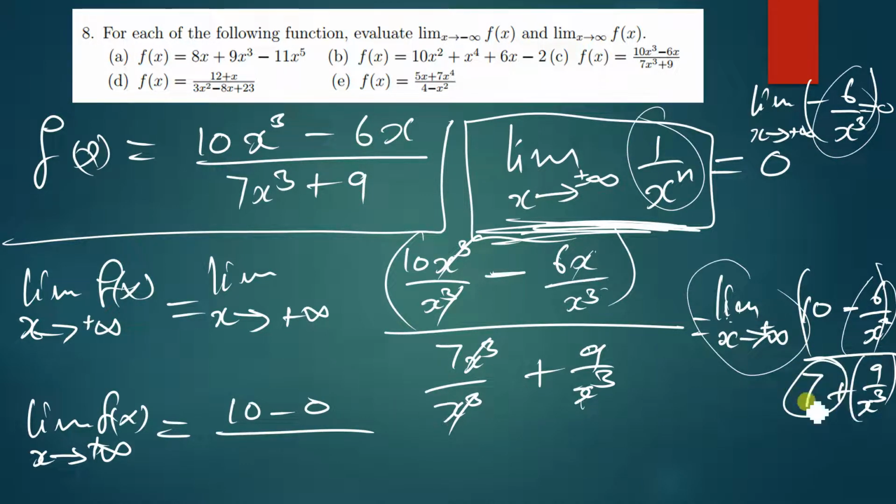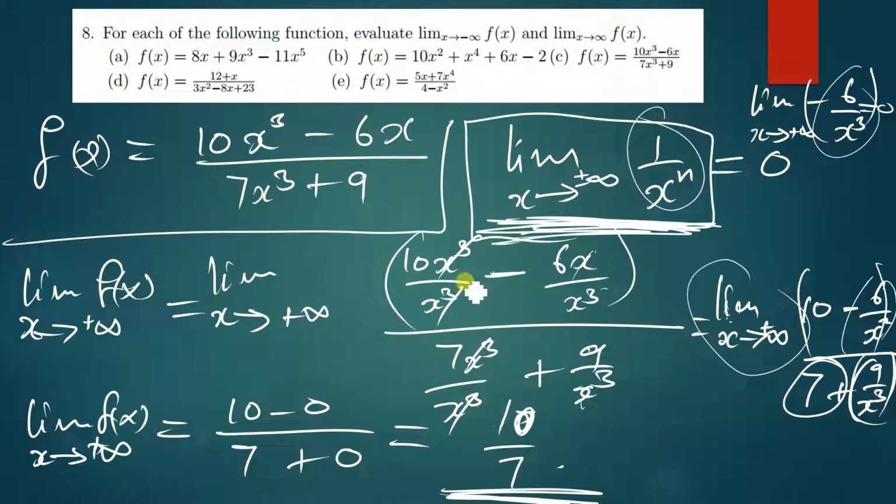This one is a constant. So the limit of 7 as x approaches positive infinity will give you 7. The limit of this part is in this format, so that will also give you 0. Hence, the solution is simply 10 over 7. So this is the solution of that limit. We proceed to the next question.